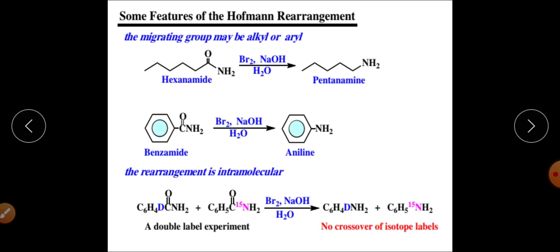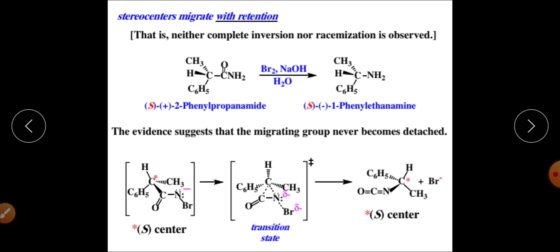When these two substrates are allowed to react in the same vessel using bromine and aqueous sodium hydroxide, you get no crossover product during the course of the reaction. It means that this rearrangement reaction is intramolecular in nature. If the mechanism were intermolecular, a crossover product must be synthesized. But there is no crossover product, so the reaction happens via an intramolecular mechanism.